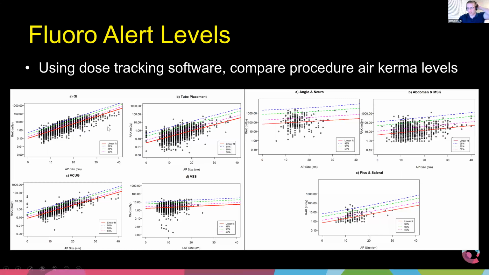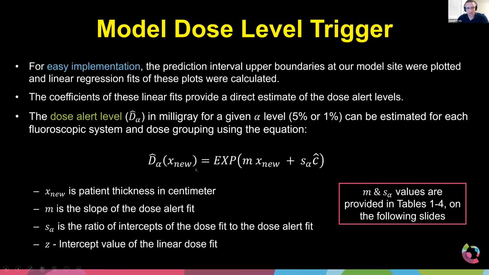So you need to scale your doses, and that's what this equation is. This equation will allow you to scale your doses and our doses so that you can set an alert level that makes sense for your patient dose values. You'll need to know an average patient thickness. You don't need to know exactly, just a good ballpark estimate. The M value and this S sub alpha are values that are in some tables, coming in the next slides, that you'll just look up.